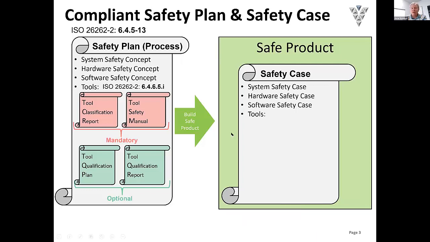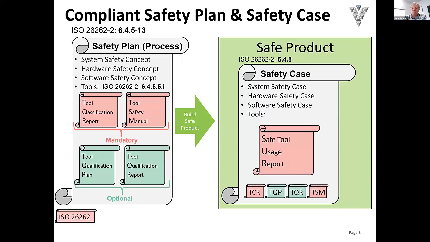For the tools, you need to document that you have used the tools as described in the tool safety manual or as classified here. We recommend to have something like a safe tool usage report where you just state, we have used this tool and we have been following the guidelines in the safety manual. So that's the safety case that you have to deliver when you build a safe product.